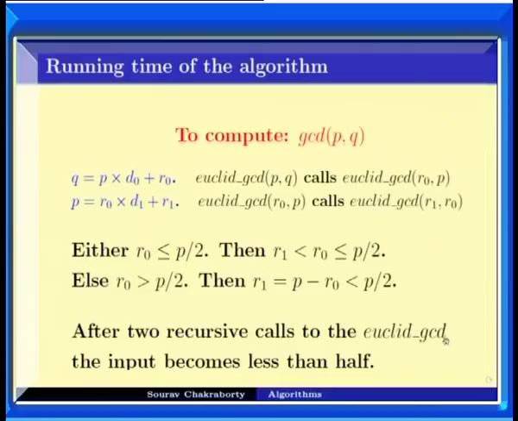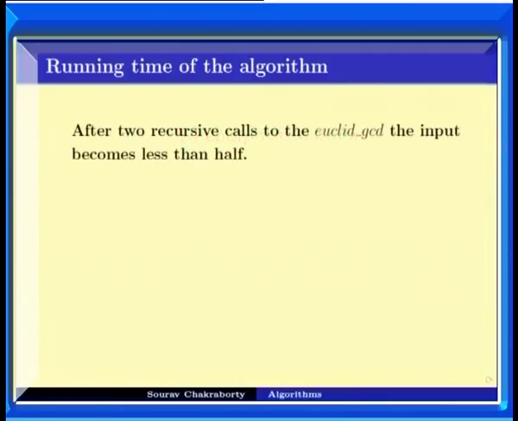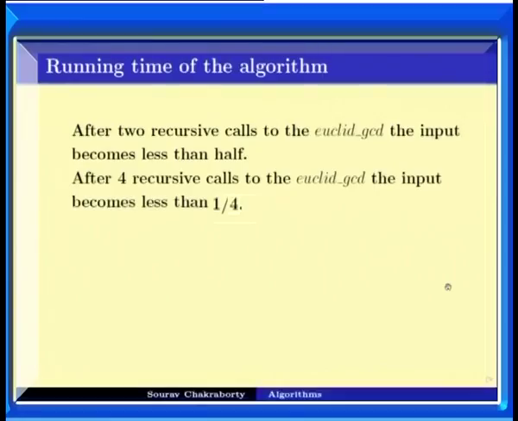So after two recursive calls to Euclid GCD, the first input becomes less than half. So what happens after 4 recursive calls? After 2 more recursive calls, the input, which was already halved, would have been halved even more. In other words, after 4 recursive calls it will be half times half, which will be 1/4.